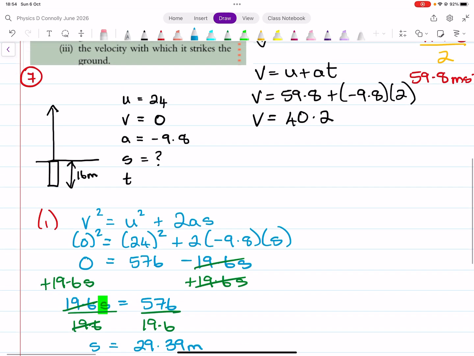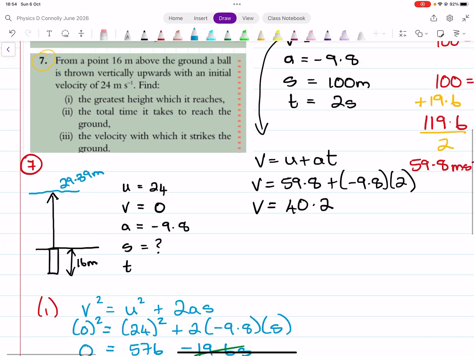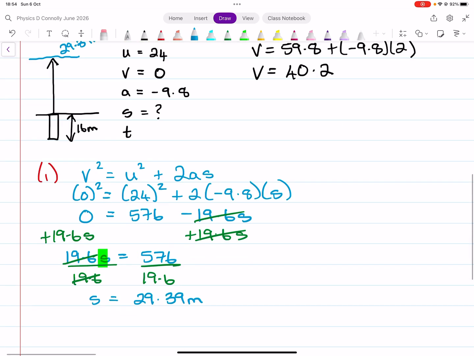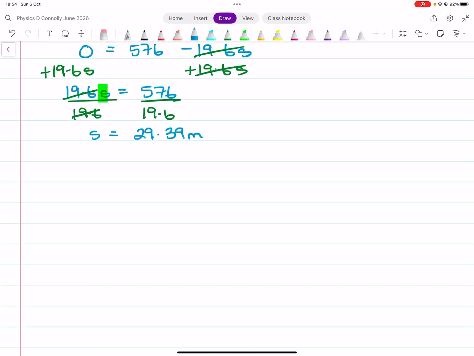Now that's going to be 29.39 like up here, but I think you probably have to add the 16 on, do you know what I mean? So get the overall greatest height. So it's 29.39 above the 16 meter platform that it started on. So 45.39 meters is the overall greatest height.